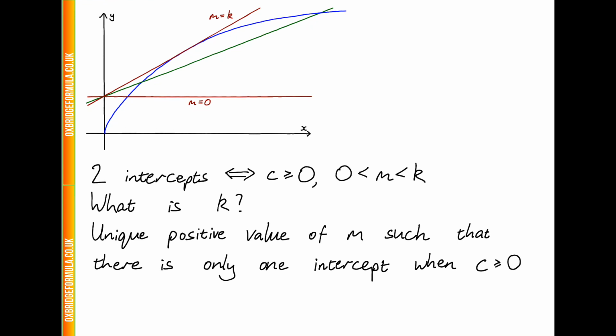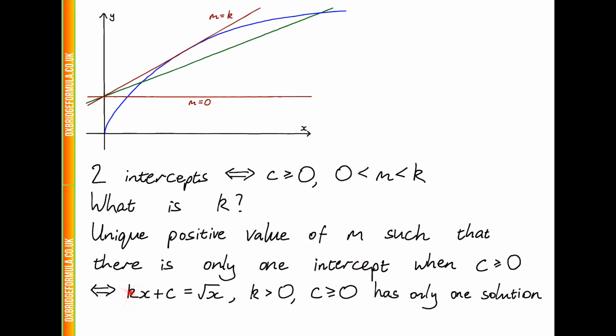Well, what is an intercept between the line y equals mx plus c and the curve y equals the square root of x? Well, it's a point where mx plus c equals the square root of x, and in this case we want m to equal k, so it's equivalent to saying that there is only 1 solution to the equation kx plus c equals the square root of x, and k is positive and c is greater than or equal to 0. So this is how we can characterise what k is, and now we need to use this statement in order to find k in terms of c, and then we will have our complete set of values of m in terms of c.